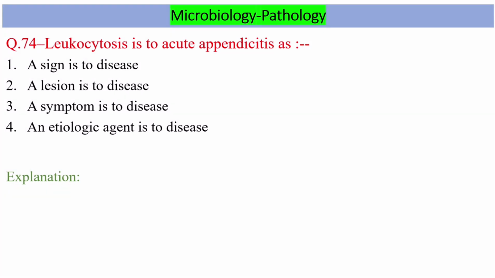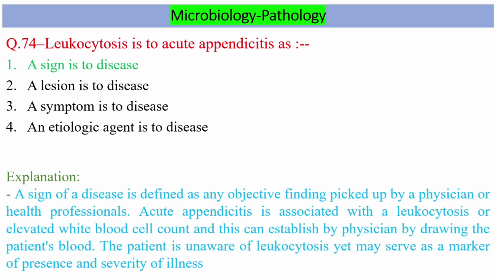Leukocytosis is to acute appendicitis as a sign is to disease, a lesion is to disease, symptom is to disease, an etiologic agent is to disease. Correct option is a sign is to disease. A sign of a disease is defined as any objective finding picked up by a physician or health professional. Acute appendicitis is associated with leukocytosis, or elevated white blood cell count, and this can be established by a physician by drawing the patient's blood. The patient is unaware of leukocytosis, yet it may serve as a marker of presence and severity of illness.